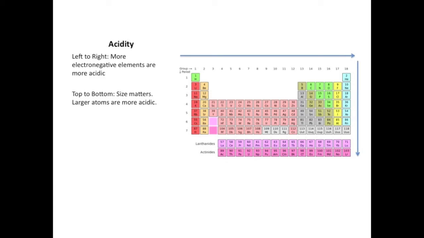Now, acidity also increases from top to bottom because size matters. A comparison of the halogen acids shows that HI is the strongest and HF the weakest. The reason for this is that the conjugate bases all have the same amount of charge. It's just a charge of 1 electron in any case. The larger atoms can distribute that charge over a larger volume, thereby decreasing charge density. This increases the stability of the conjugate base, which correlates with increased acidity. So there you go.